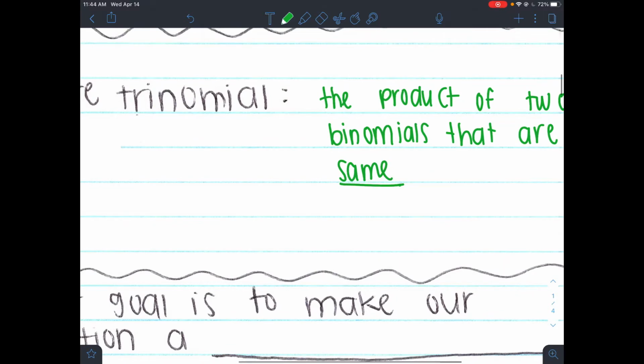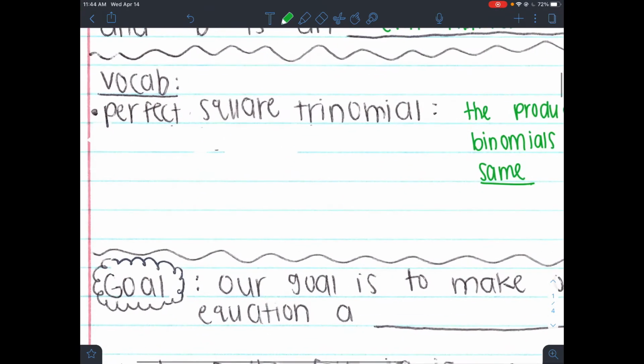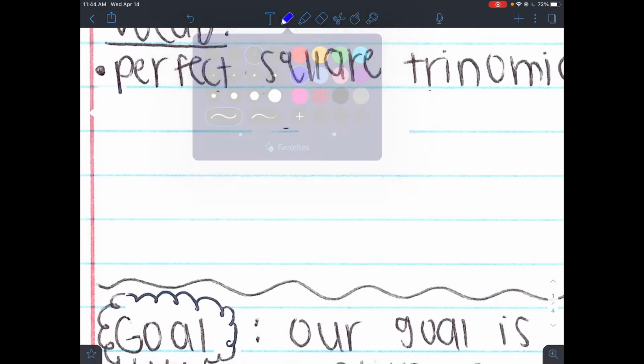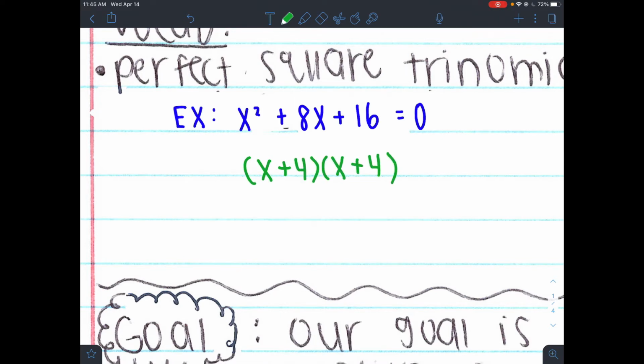Okay, so it is a product of 2 binomials that are the same. For example, x squared plus 8x plus 16 equals 0. All right, this is a perfect square trinomial. Now, you don't know that yet because you haven't factored it. But if I were to factor this and go through the whole process of factoring, I end up with x plus 4 parentheses x plus 4. So I factor this and I end up getting x plus 4 and x plus 4.